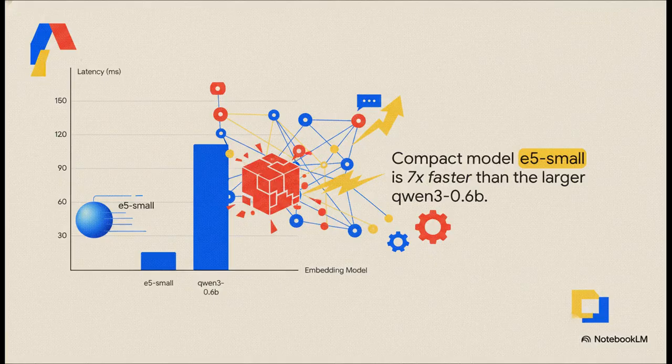Now, this is where it gets really interesting, because this slide just completely demolishes the whole bigger is better myth. You might assume more parameters means better performance, right? But that's not the whole story. These benchmarks show that a really compact model like E5 Small is 7 times faster than the much, much larger Qwen model. Just think about what that does to your end-to-end latency and your compute bill.